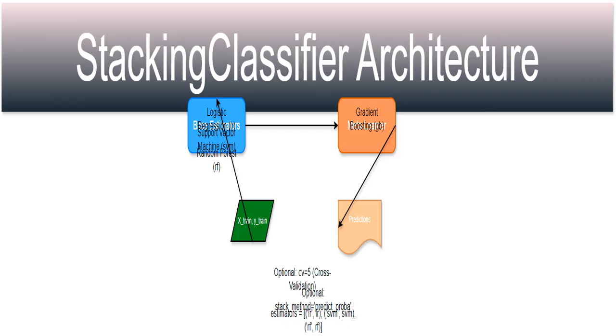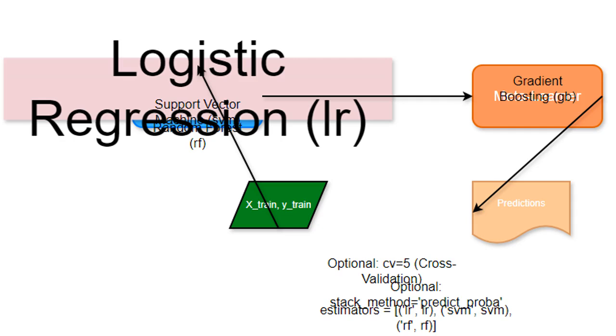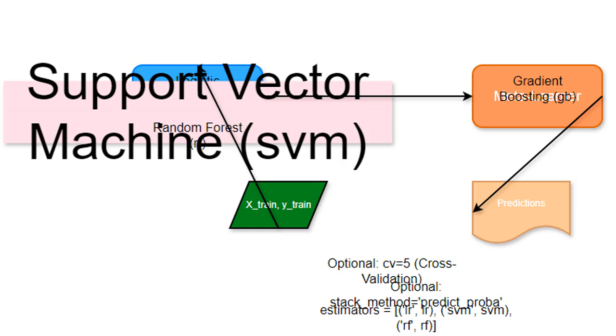Logistic regression is a linear model I am using as one of my base estimators. It models the probability of the different classes. The support vector machine is another model I use as one of the base estimators. It tries to find the optimal hyperplane to separate data points. The random forest is an ensemble method that creates multiple decision trees and combines their predictions to achieve higher accuracy and robustness. I am using this too as a base estimator.